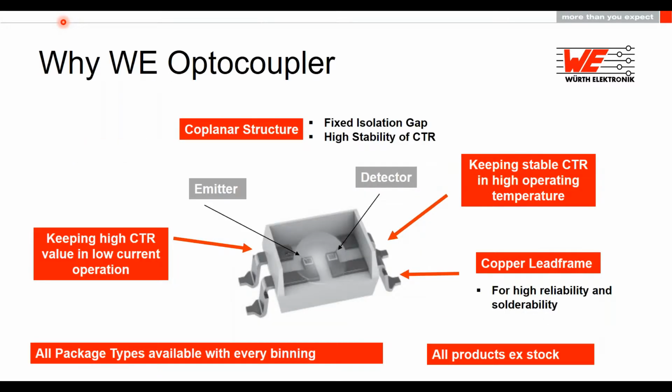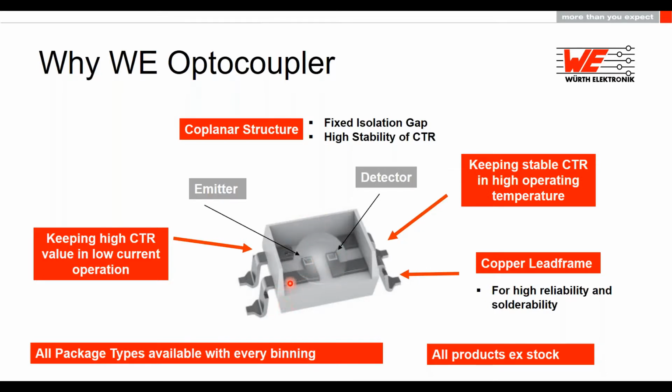Now we are going to the last point of the webinar: what kind of advantages the optocoupler from Wurth Elektronik has. You can see here the structure of this optocoupler. On the market, we have two different structures for optocouplers. One is the over and under type, and as the name suggests, the LED is located above the phototransistor. The second type, which we can see here, is the coplanar structure. That means the LED is next to the detector, so not above.